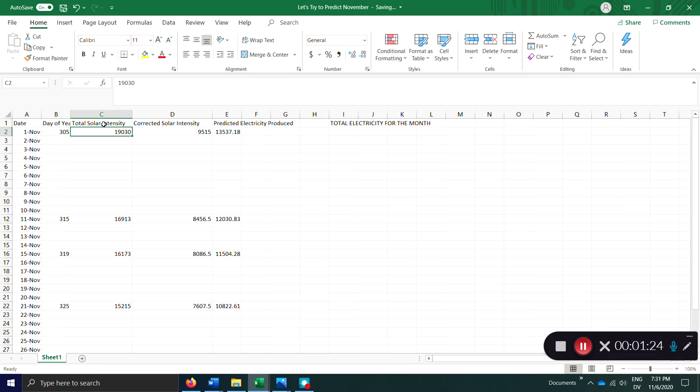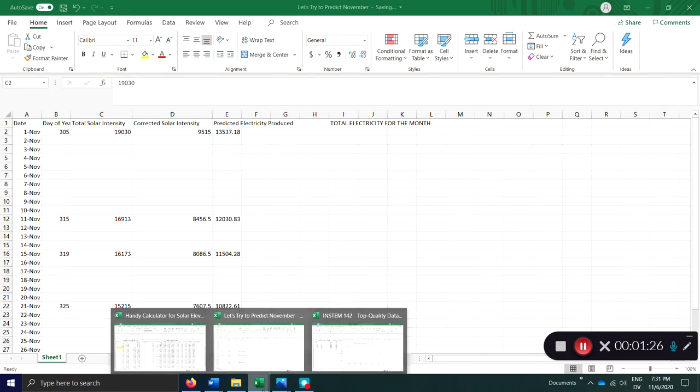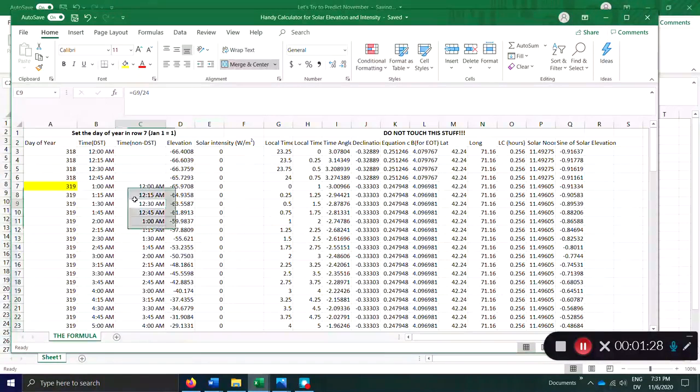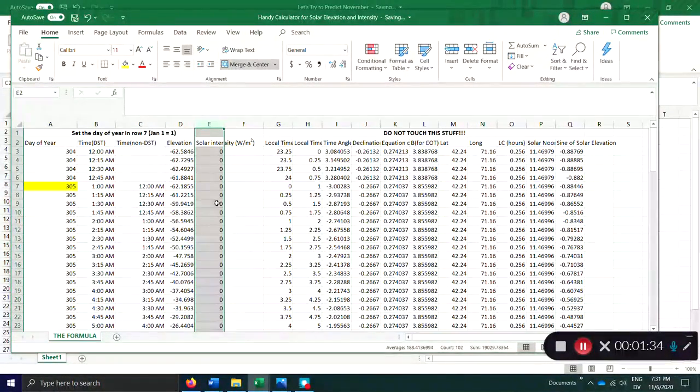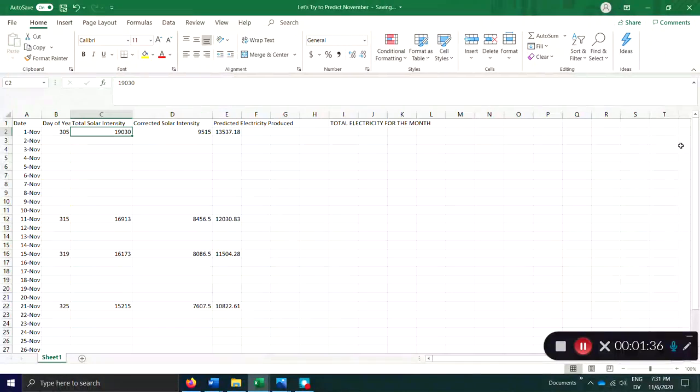You can find the solar intensity. What do you have to do to find that? You have to go to this handy calculator. You've got to type in 305. You've got to get the sum of all of the solar intensities for that day, and write it down, which is what I've done here. And then we've got to correct it.